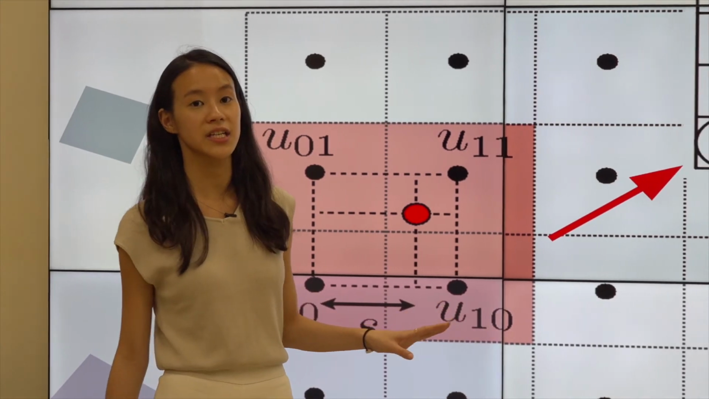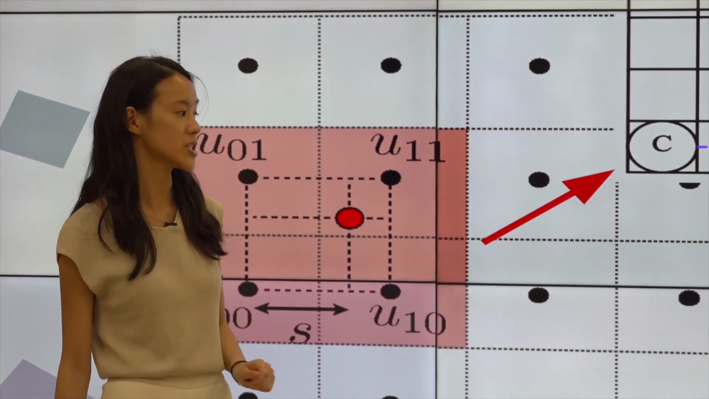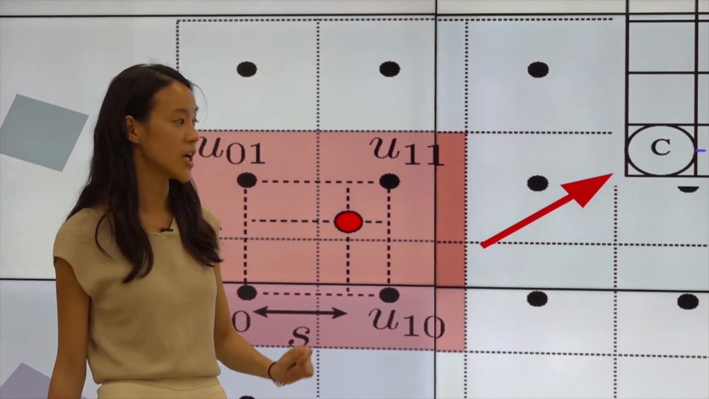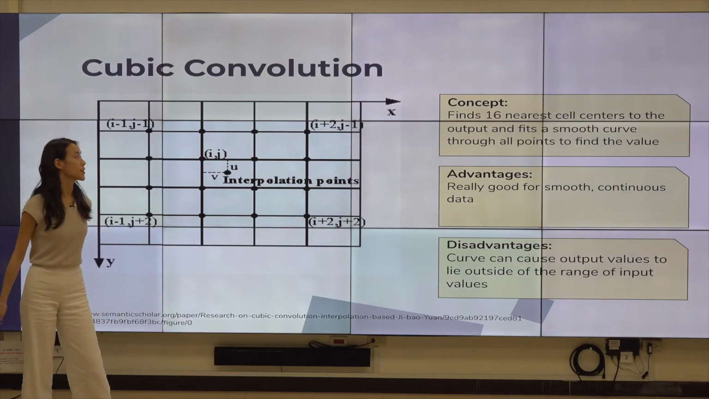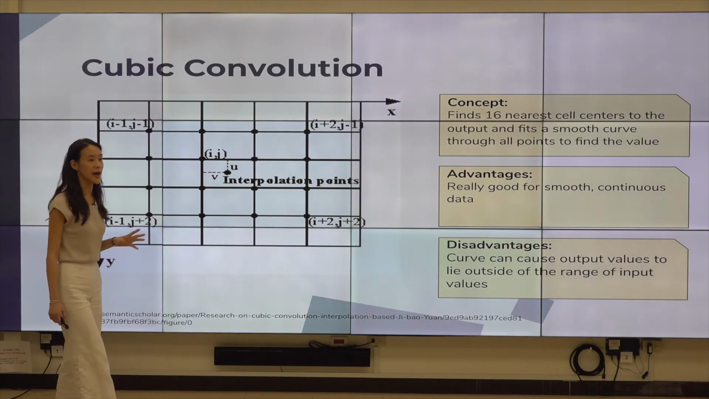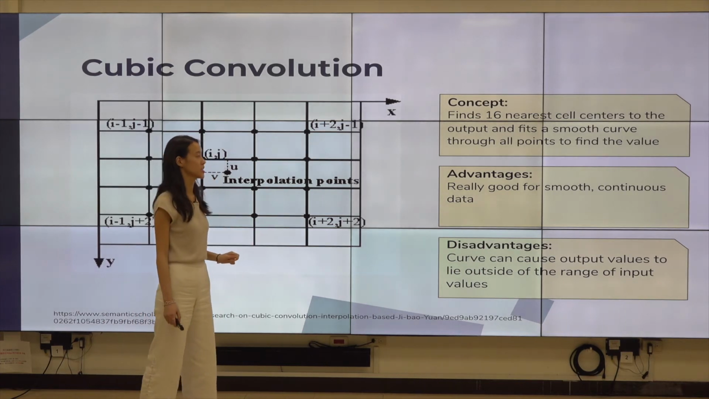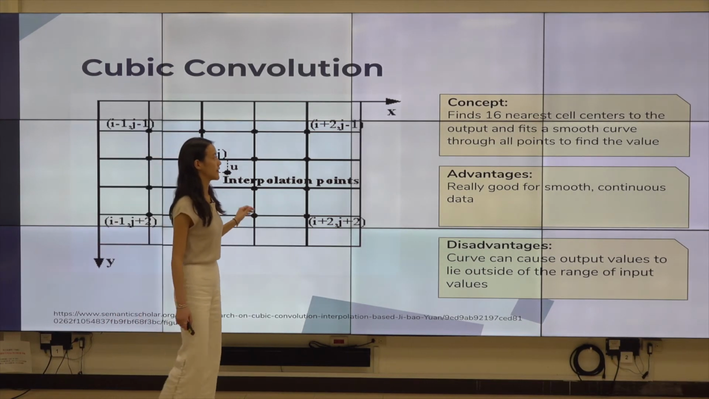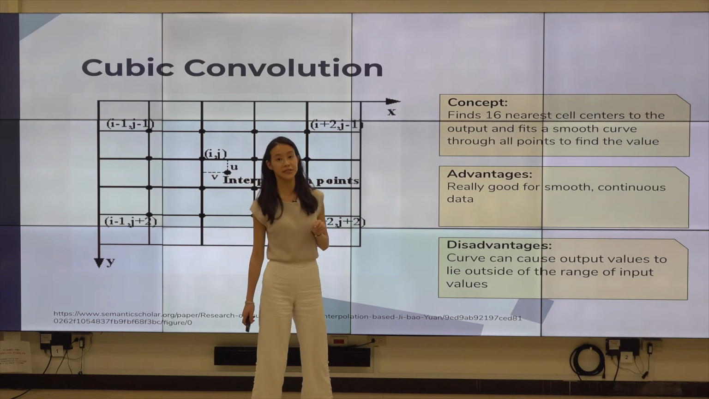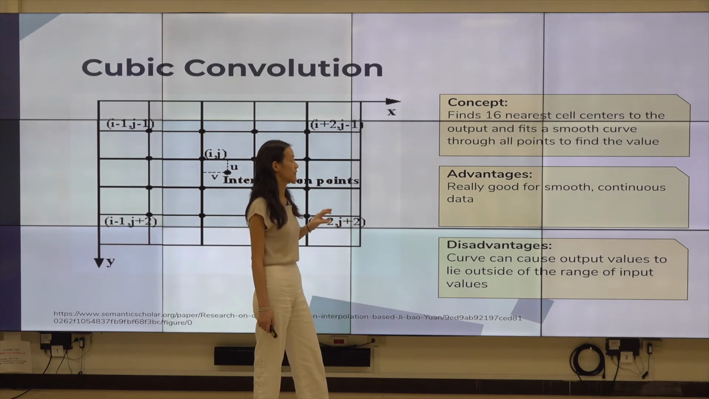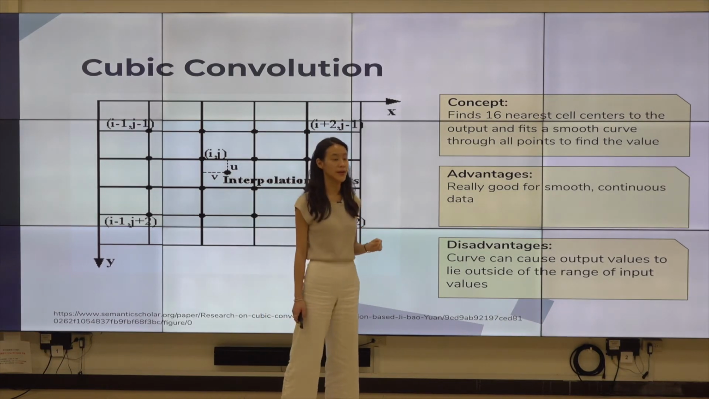And another disadvantage to this bilinear interpolation is the fact that it needs a larger amount of calculation. So going on to the cubic convolutional method, I would say that this is a further step up from bilinear interpolation. The concept of this is that you're finding 16 nearest cell centers instead of 4 to the output and fitting a smooth curve through all of the points to find the value.